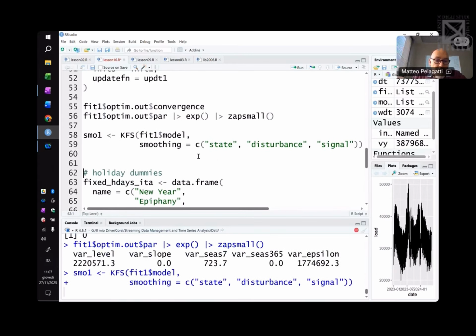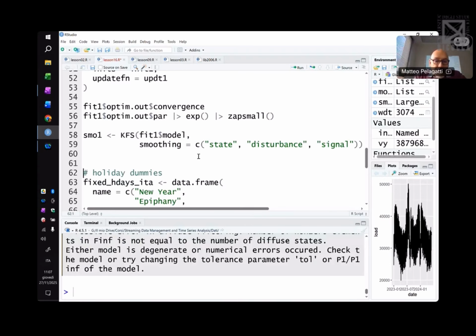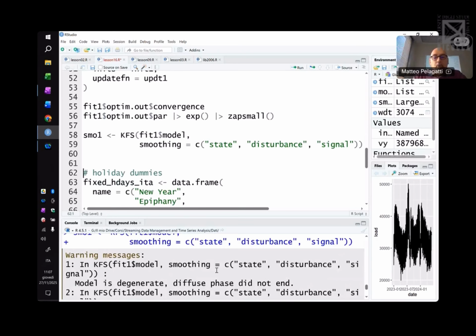So now it's running the state smoother and the disturbance smoother. Okay, we are prepared for this warning. All these vectors get infinite variance. We didn't change the initial variance of any of these components. So we start with large vectors.